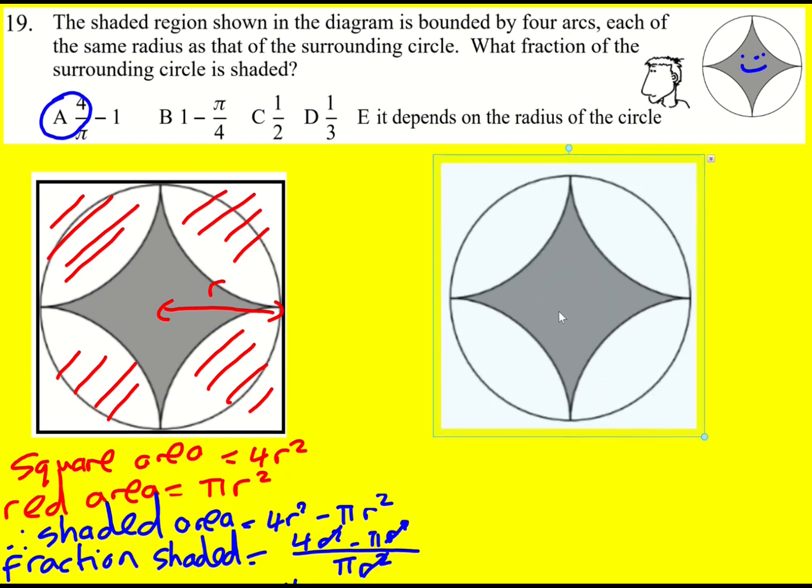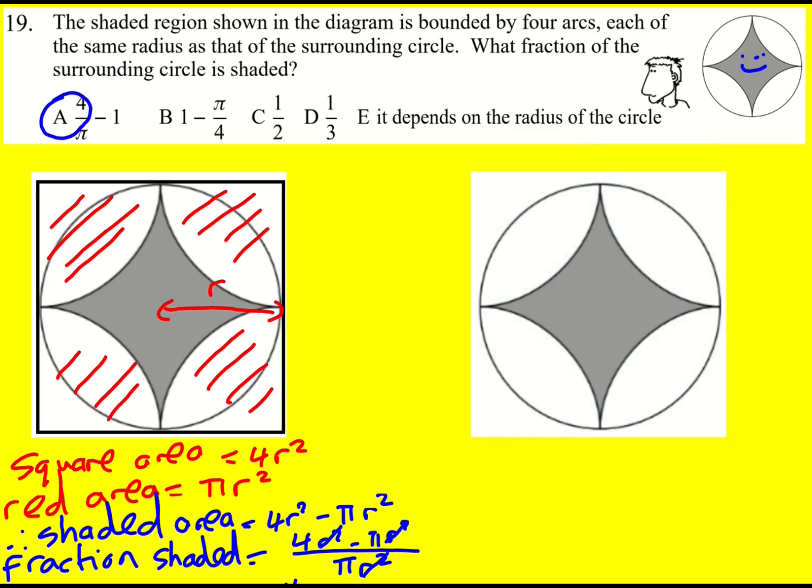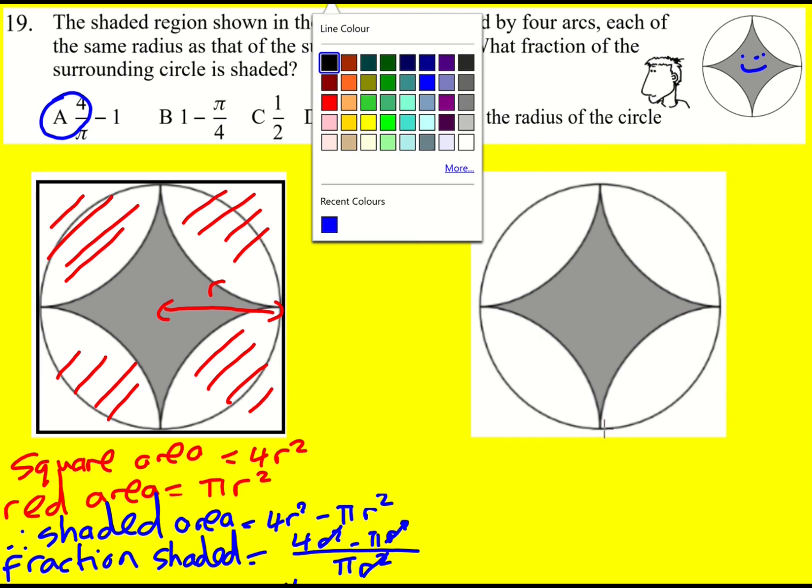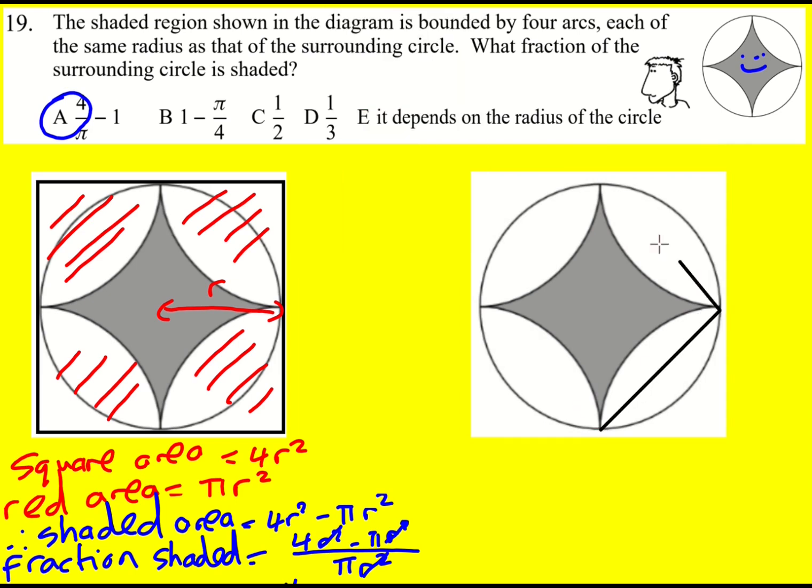On to method 2. I personally think this one's a little bit more subtle. It involves drawing a square that's tilted. Again, I'm going to get the radius involved. And again, I want to find the shaded area. Okay, I want to show that it's 4r squared minus pi r squared.